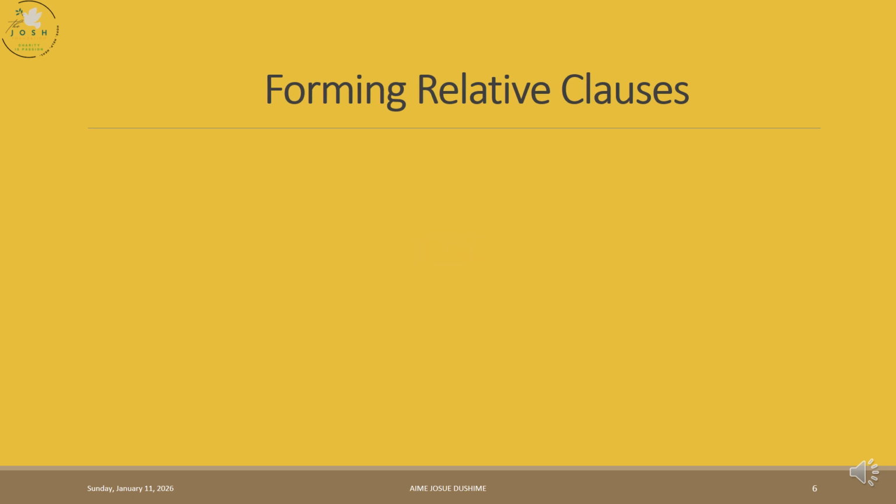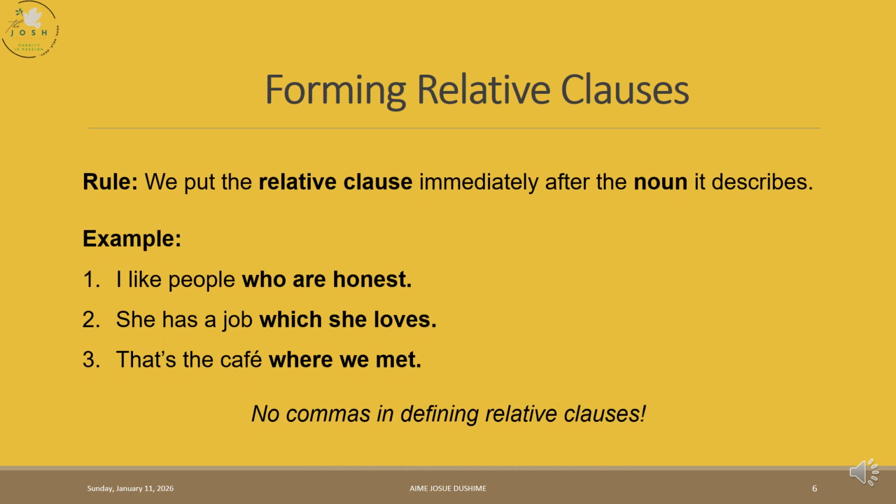How do we form relative clauses? Rule. We put the relative clause immediately after a noun it describes. We put it just immediately after the noun it is going to describe, which means that the noun which is followed by a relative clause is the noun being described.